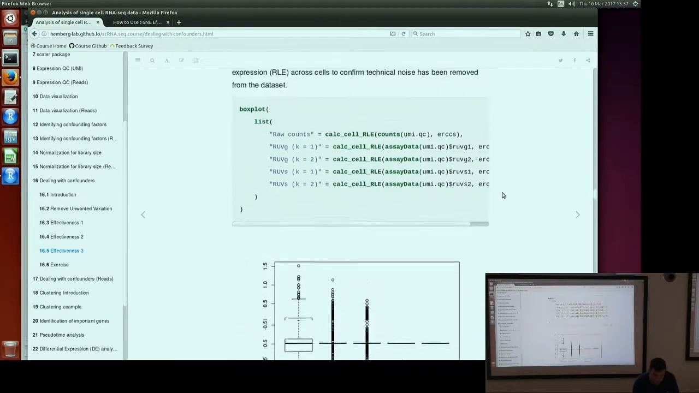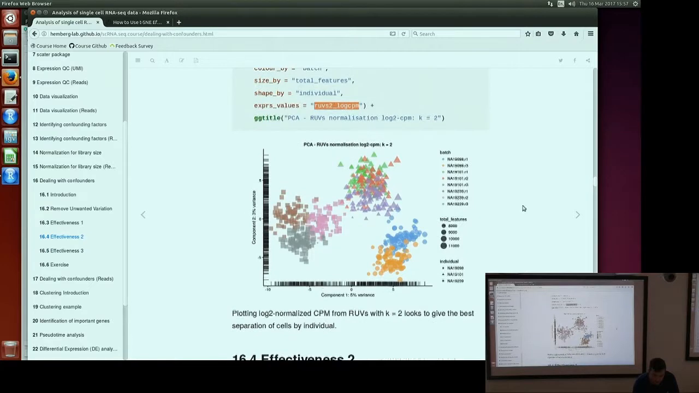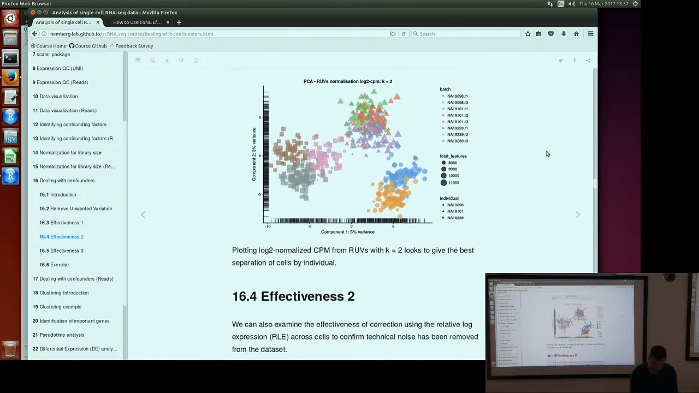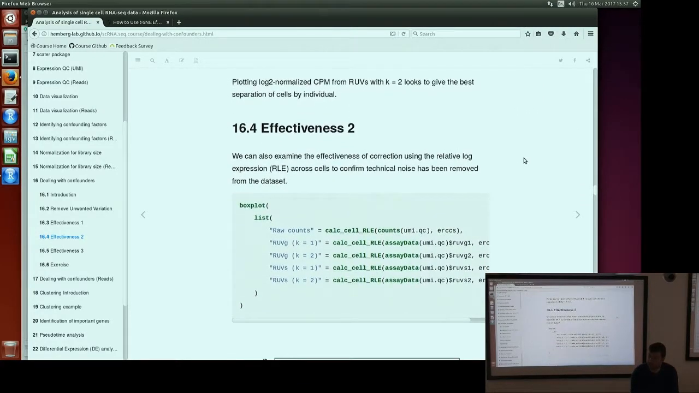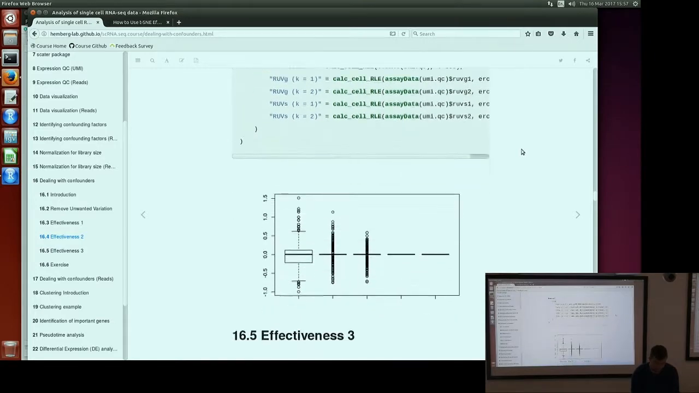Any questions about either of those effectiveness evaluation approaches, whether the PCA-based one or RLE in this case? Not at this point. Okay.